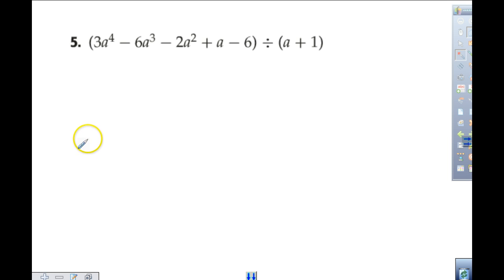Alright. So our coefficients are 3, negative 6, negative 2, 1, because that's 1a, and negative 6. Okay, what root are we testing? Okay. Negative 1. Testing to see if negative 1 is a root.